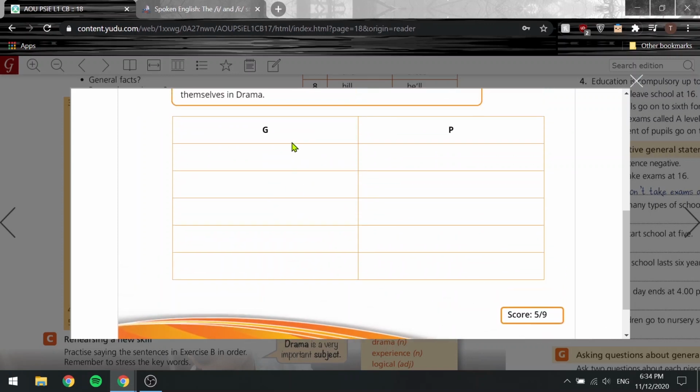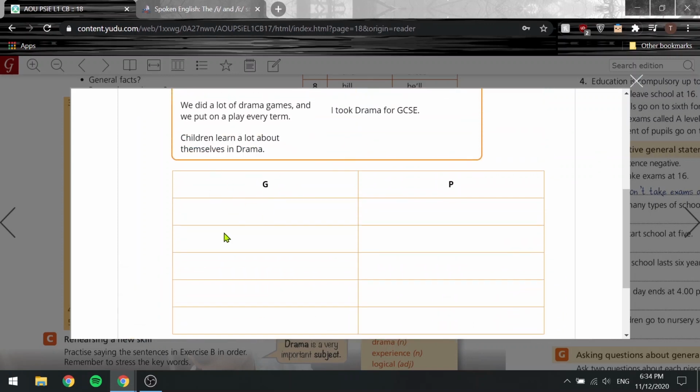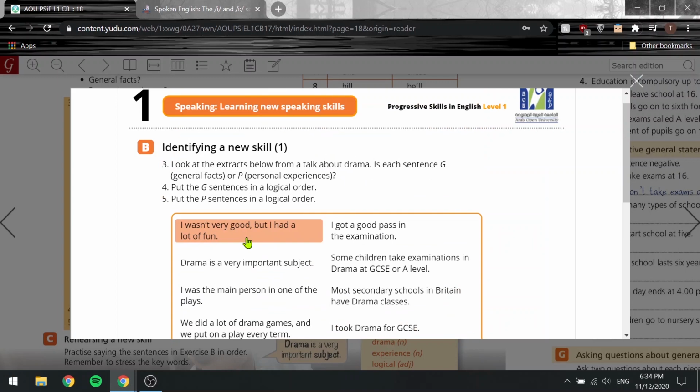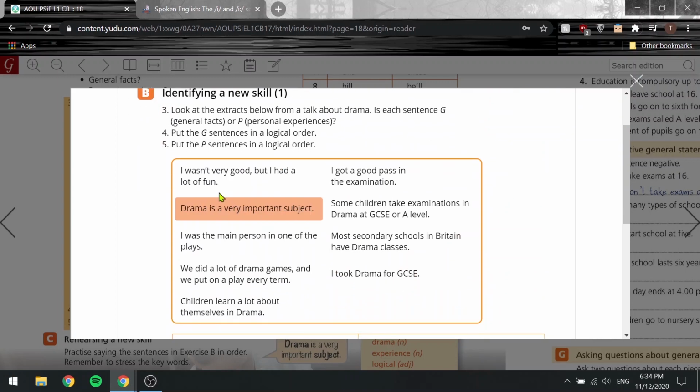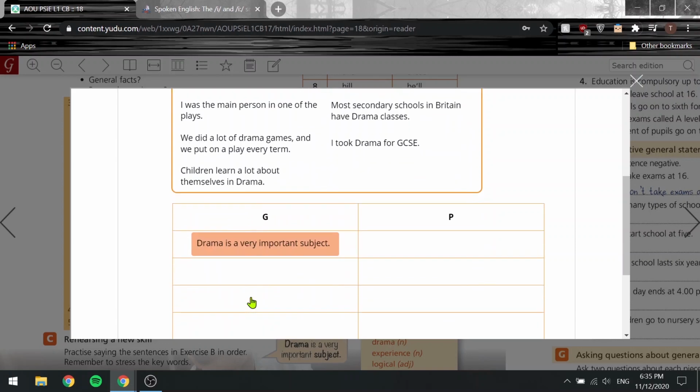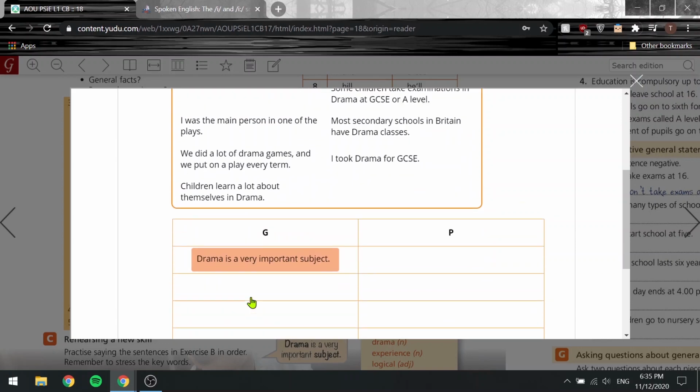Okay, so let me take a look here. Actually, let me go down here. So we have G and P. This is going to be for all the general fact sentences, and this one's for all the personal ones. So let's take a look. I wasn't very good, but I had a lot of fun. Actually, let me leave this for a second. So drama is a very important subject. I'll start with this one. This is obviously a general fact. It has nothing to do with me, right? I'm just stating a fact. Okay, so drama is a very important subject.